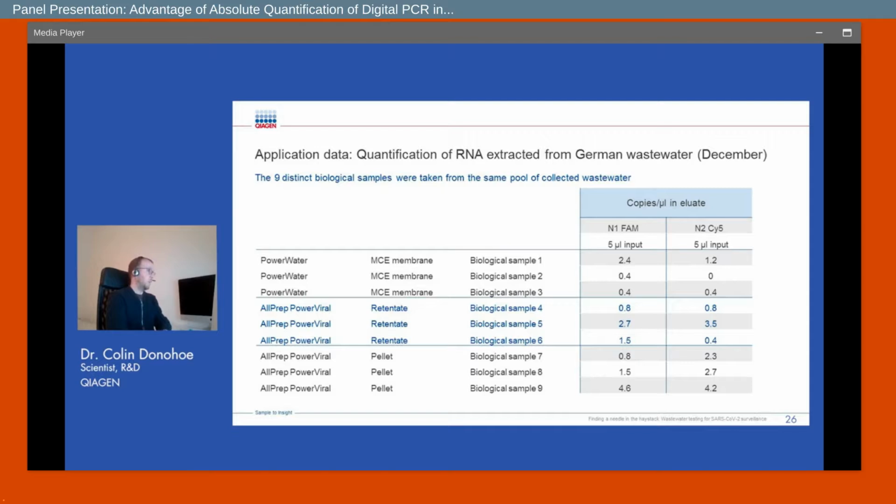We assayed the RNA using the N1 and N2 assays developed for SARS-CoV-2 by the CDC. We used 5 microliters of RNA in 40 microliter 26K nanoplate reactions, and the original eluate was derived from 50 milliliters of wastewater. As you can see, consistent with what Dominic saw, the pellet and Amicon retentate samples quantified SARS-CoV-2 better than the MCE membrane.